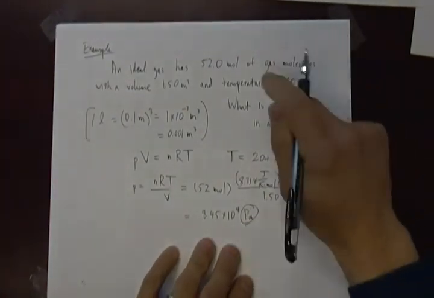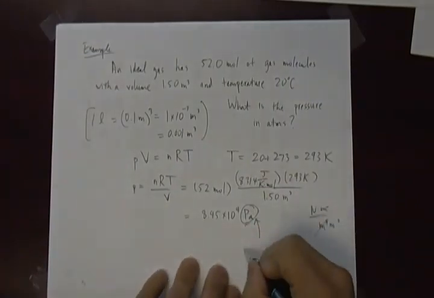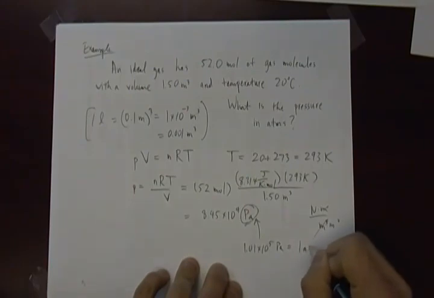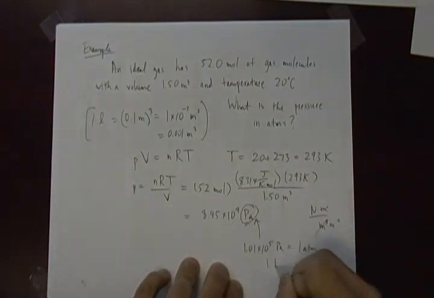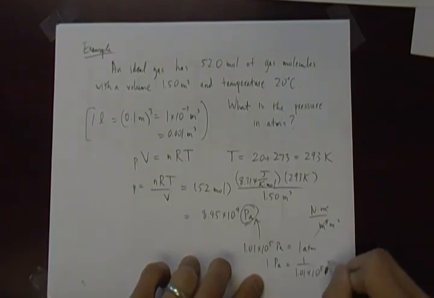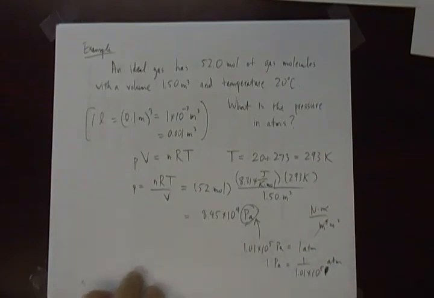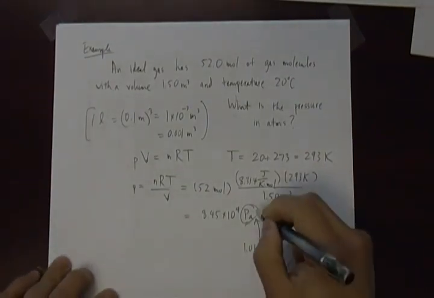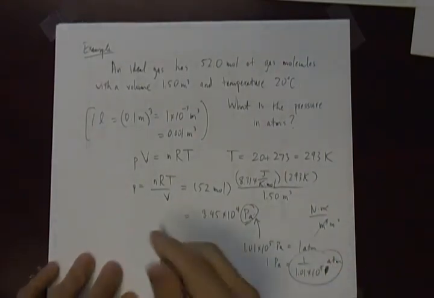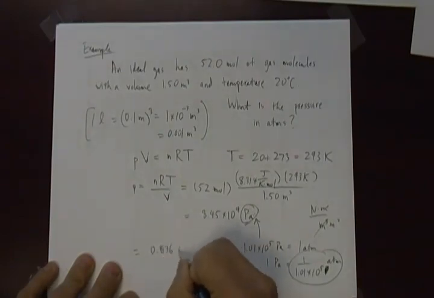Now, I want to write this in atmospheres, so what do I know? I know 1.01 times 10 to the 5th Pascal is equal to 1 atmosphere. So 1 Pascal is equal to 1 divided by 1.01 times 10 to the 5th atmosphere. So that's what we'll plug in there. We'll make a replacement: 1 divided by 1.01 times 10 to the 5th. So that will give me about 0.836 atmospheres.